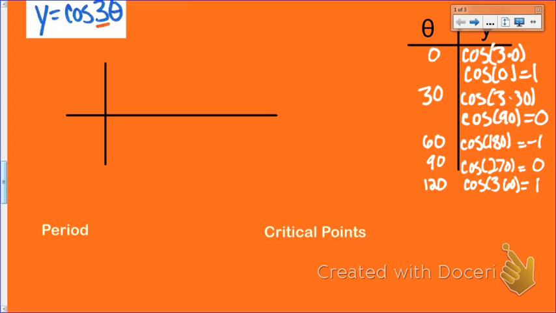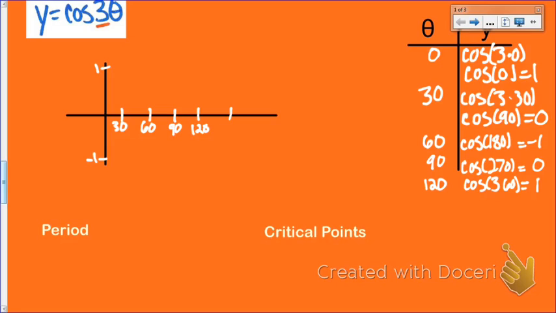So now I still have a range from -1 to 1. Those are my highest points. But what's different now is that these little marks that I'm making are closer together. I'm at 30, 60, 90, and 120.